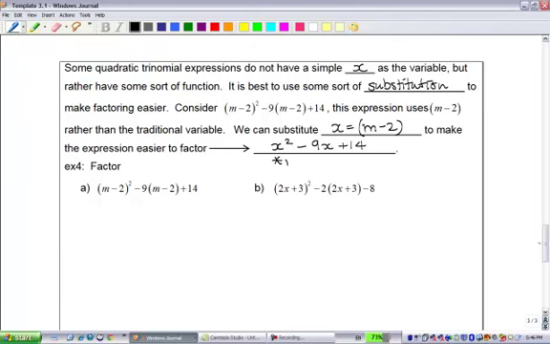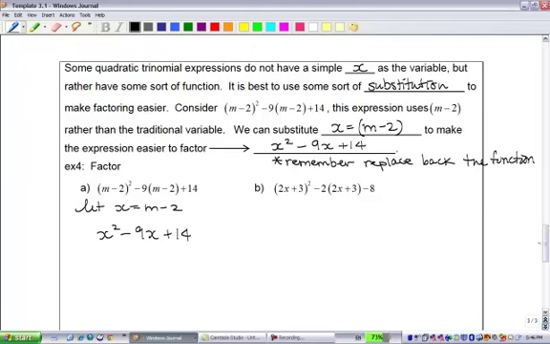Just remember, replace back the function. So important to put it back in there. This first example I have here, (m minus 2) squared, is basically the one from above. What I did is I let x equal m minus 2. We ended up with x squared minus 9x plus 14. This factors into x... What are we multiplying? 7 and 2, so (x minus 7)(x minus 2).